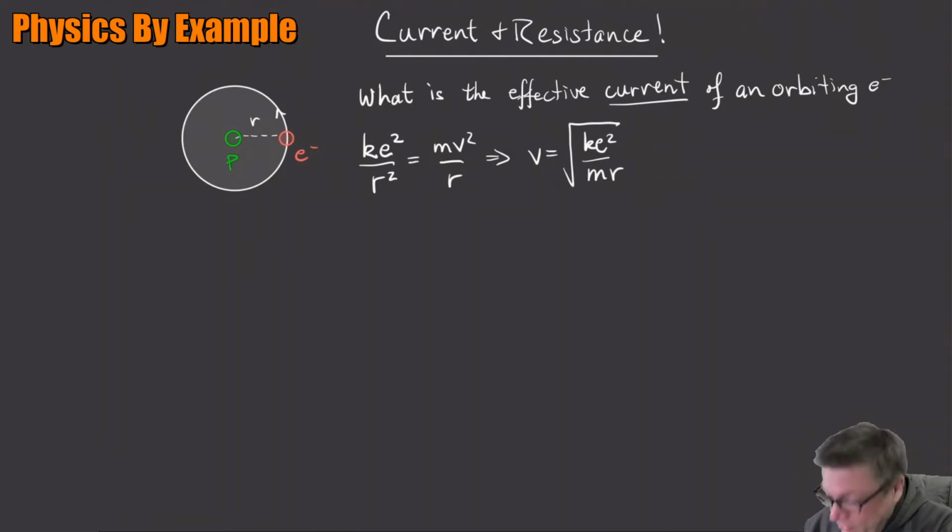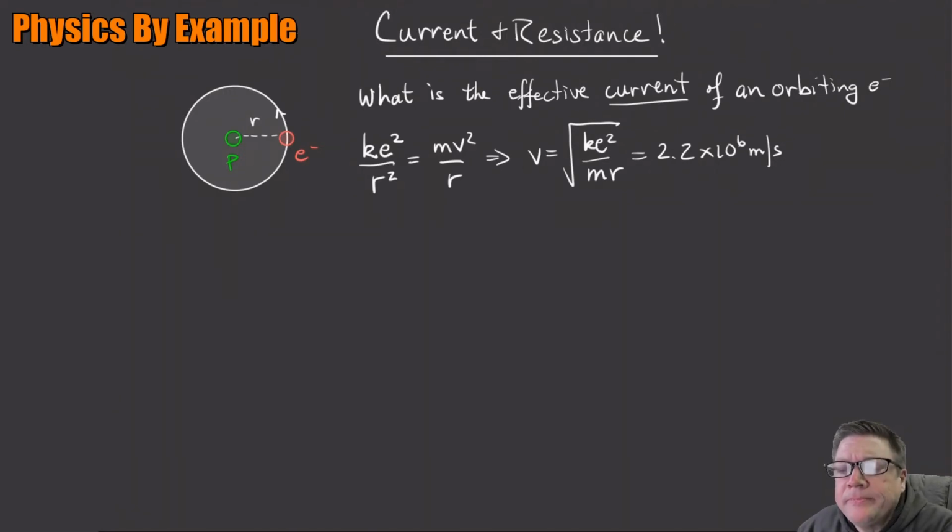If you plug those numbers in, I think we've done this before, you get something like 2.2 times 10 to the 6th meters per second. That's how fast this thing is going around. That's kind of mind-blowing, right? This is a teeny tiny little atom, and this electron is moving at 2 million meters per second. That's kind of insane.